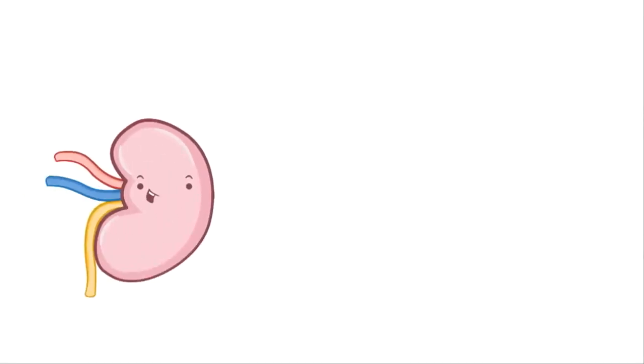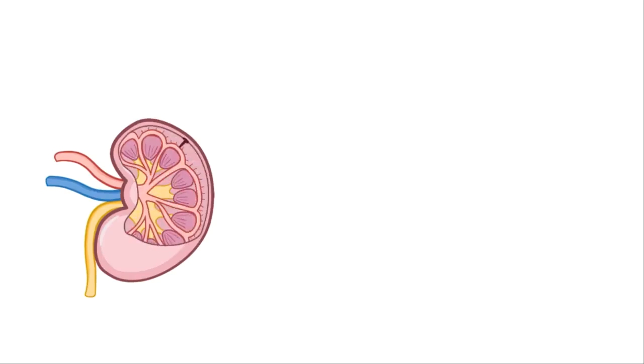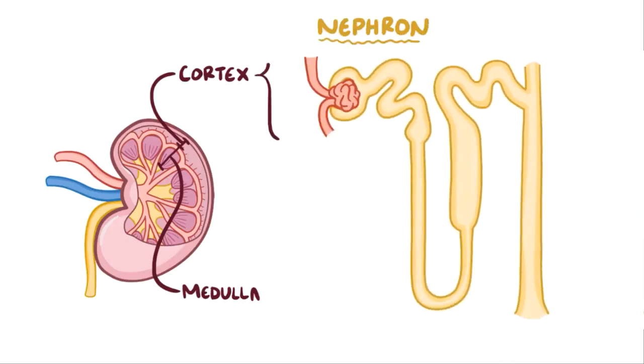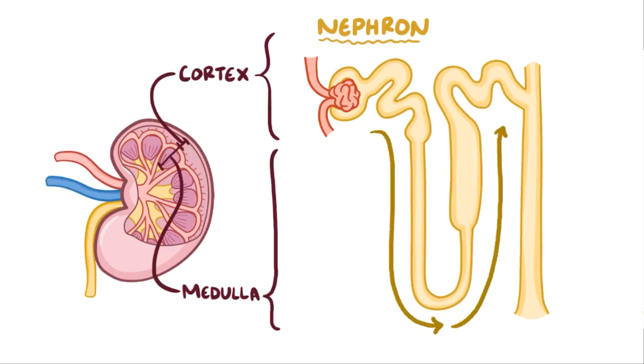If we take a cross section of the kidney, there are two main parts, the outer cortex and the inner medulla. If we zoom in, there are millions of tiny functional units called nephrons, which go from the outer cortex down into the medulla and back out into the cortex again. These nephrons perform the major function of the kidney, which is to clear harmful substances from the body by filtering the blood.